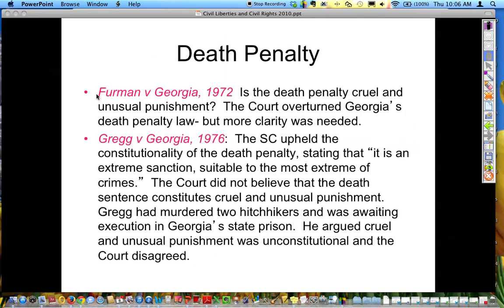Two large cases that deal with the death penalty are Furman versus Georgia and Gregg versus Georgia, both in the 1970s. Is the death penalty cruel and unusual punishment? In Furman, the court overturned Georgia's death penalty law because they said more clarity was needed. But in Gregg versus Georgia, the Supreme Court upheld the constitutionality, and you can read through that, and they said that the death penalty is not cruel and unusual punishment.